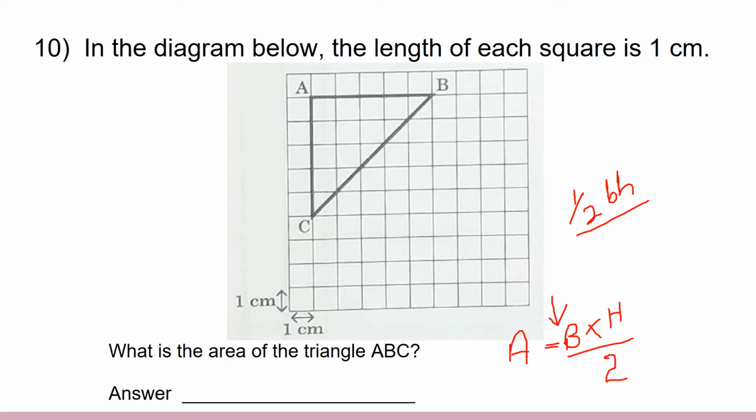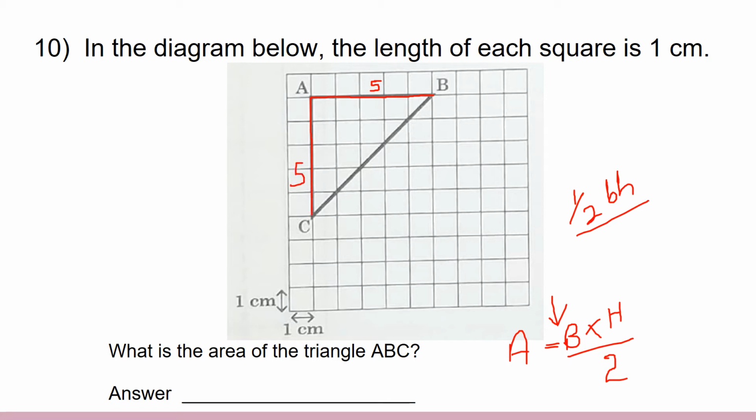Now, we know that each square, as they said, is 1 centimeter. So the length from here to here is 1, this is 2, here is 3, here is 4, here is 5. So the base, which is AB, is 5 centimeters. Then we have what represents the height, AC. Let's see how many centimeters we have here. This is 1, 2, 3, 4, 5. So the base is 5 and the height is 5.